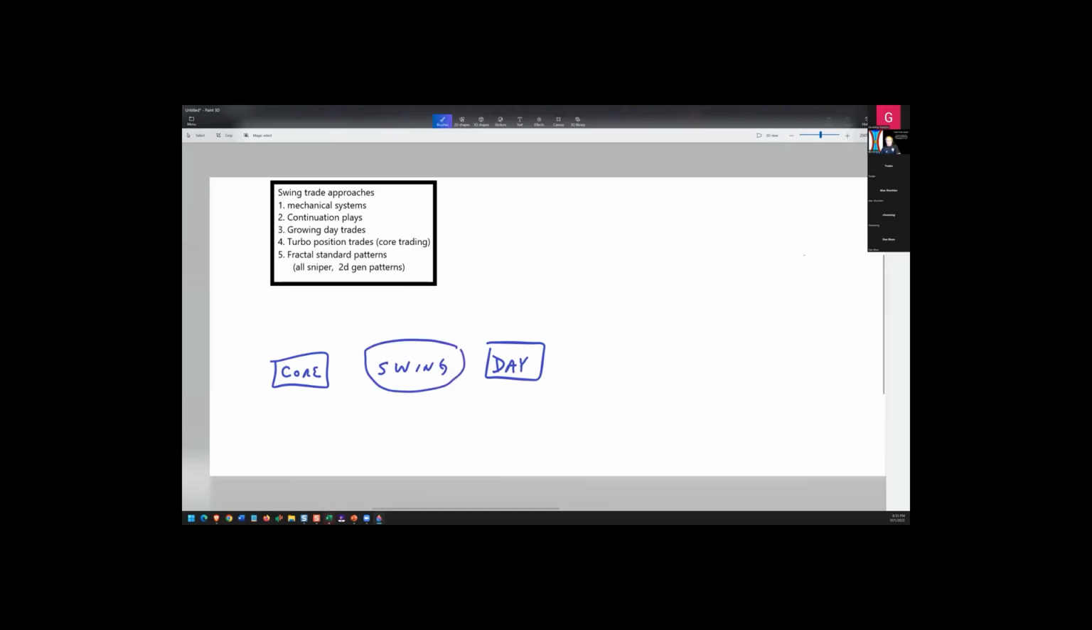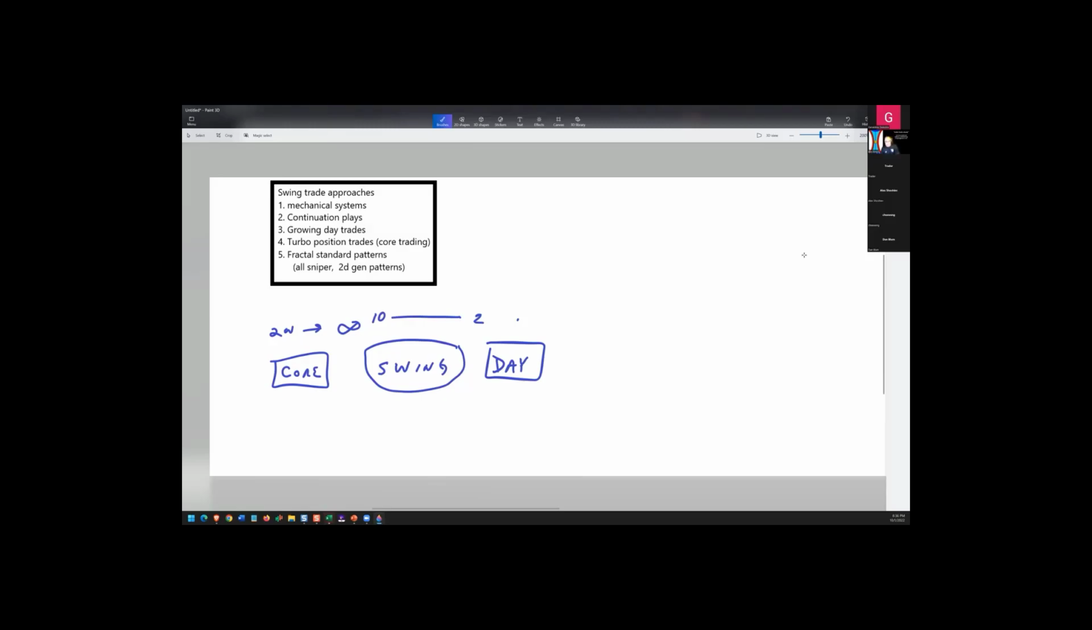And we think about core trading as positions that are going to last anywhere from 2 weeks. And day trading, obviously, intraday only. And so swing trades tend to be trades that last from 2 days, maybe to 10 days. So we're thinking 2 days to 10 days.